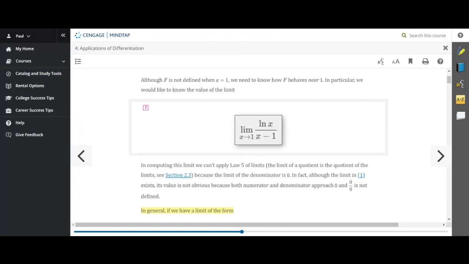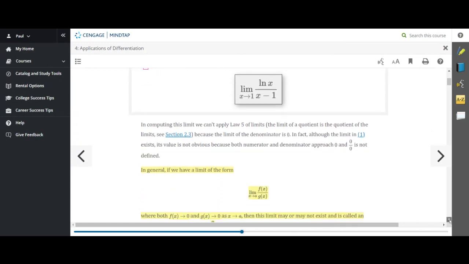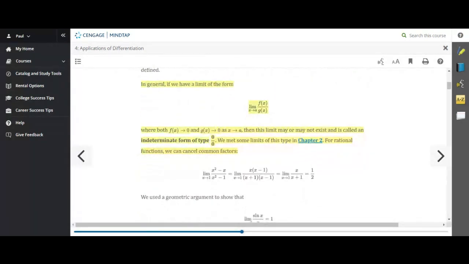Okay, so if we move forward a little bit here, if you have a limit as x approaches a of a ratio of two functions, f divided by g, where both functions are going to 0 as x approaches a, the limit may or may not exist, and it's known as an indeterminate form. It's an indeterminate form.